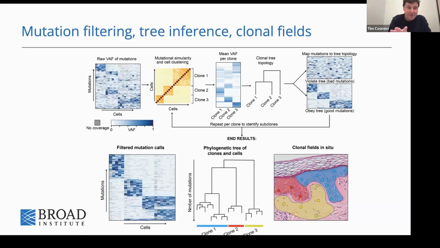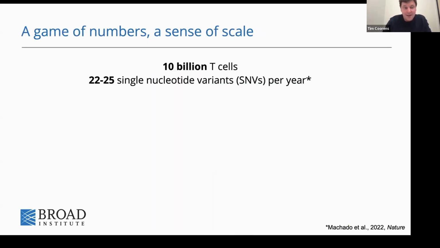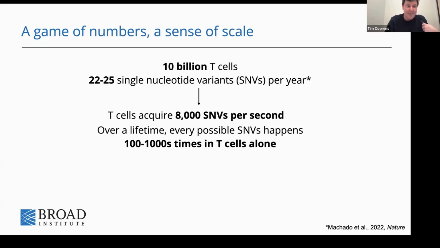This is very much a focus of my life at the moment and also going forward at the EBI. Very last slide, I just want to give you a sense of scale of the somatic variation that we're dealing with. My favorite example here is T cells. We've got about 10 billion of those, and we know that the rate is about 22 to 25 SNVs a year. If you do the back of the envelope calculation, that means that just your T cells alone acquire 8,000 SNVs a second. And that means that over your whole lifetime, every single SNV happens many multiple times, hundreds to thousands of times in just your T cells.